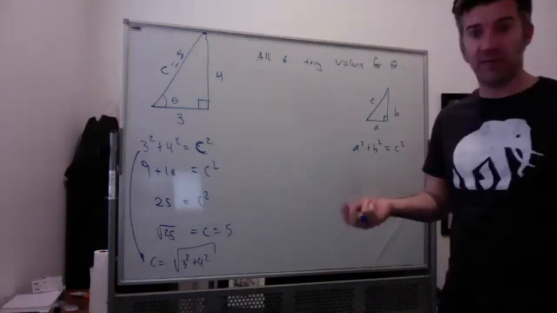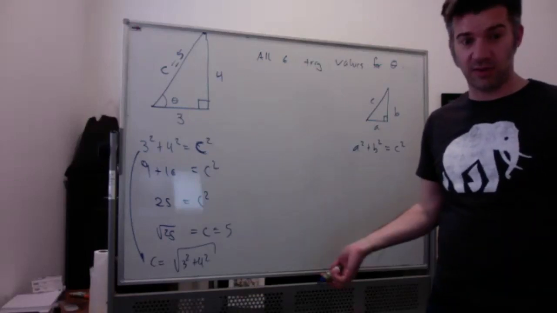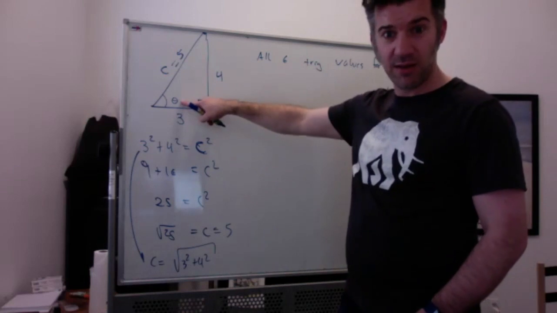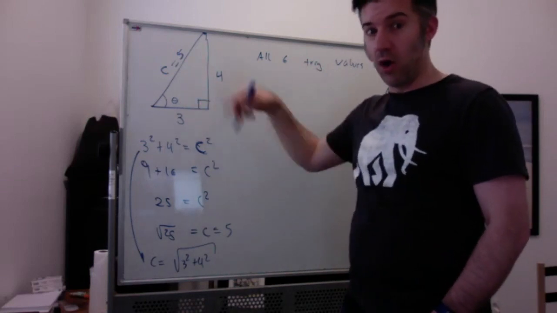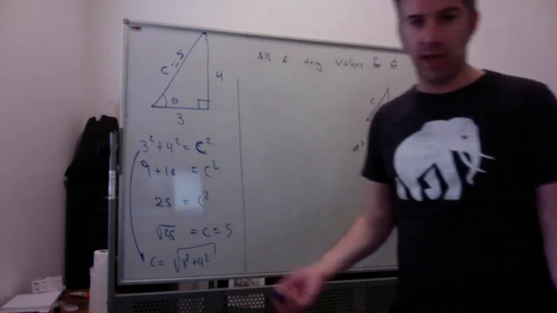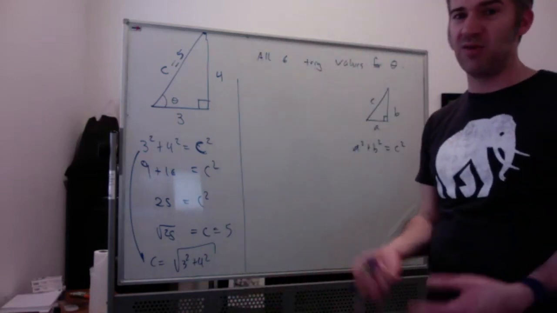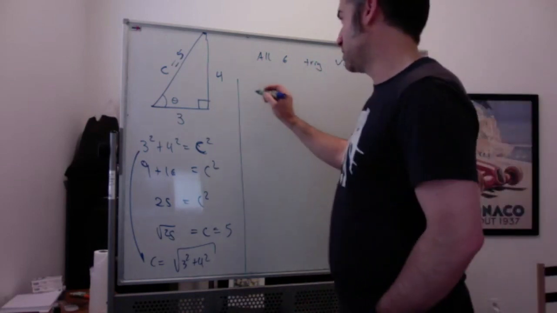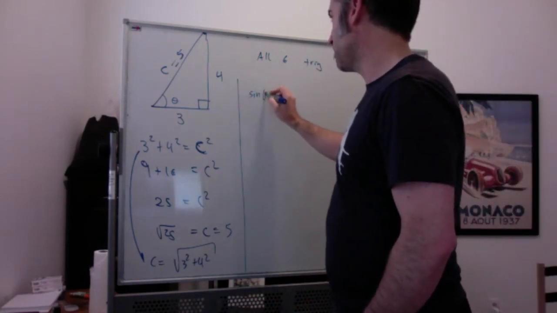And now we have all the information we need to find the 6 trig functions of this angle. By the way, this angle is theta. It's a Greek letter. It looks like an O with a horizontal line through the middle. It is the most common Greek letter used for angles, but we use alpha and beta and gamma also quite frequently. So let's see. Sine of theta.